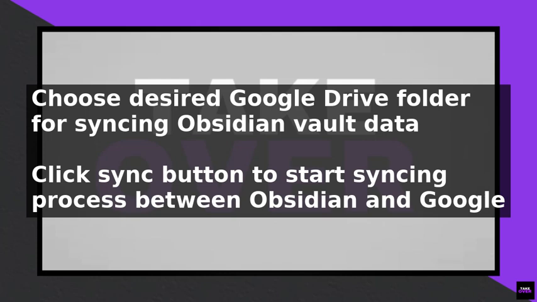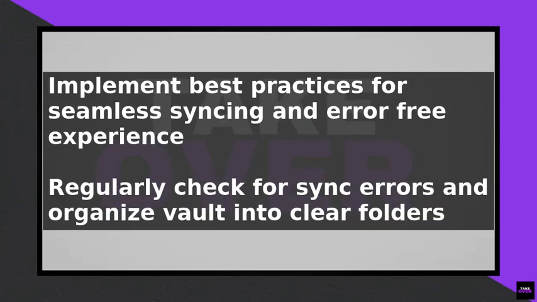Best practices for syncing Obsidian with Google Drive include regularly checking for sync errors and conflicts, using clear and descriptive file names, and organizing your vault into folders and subfolders. By following these best practices, you can ensure a smooth and efficient syncing experience.